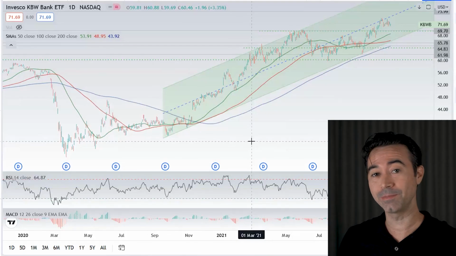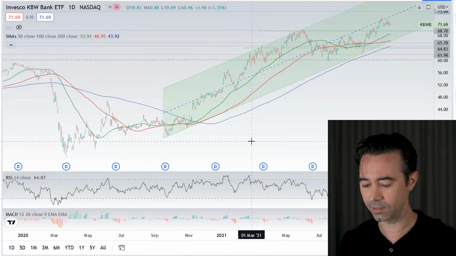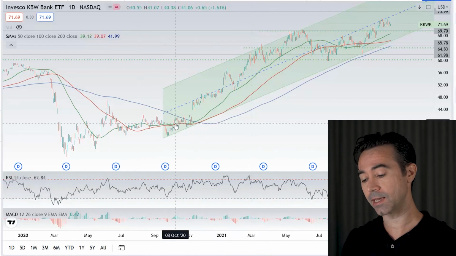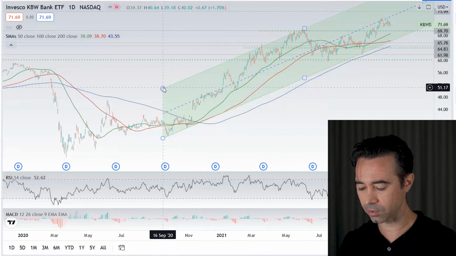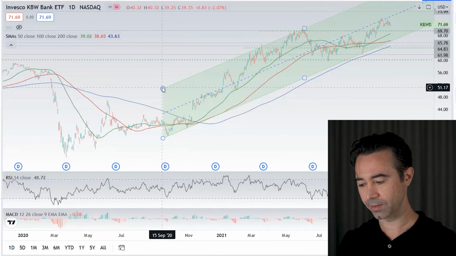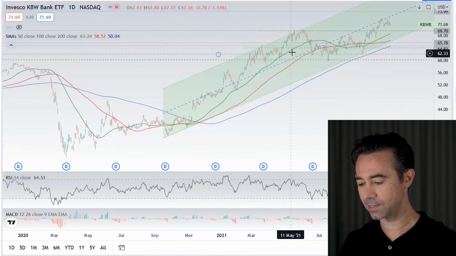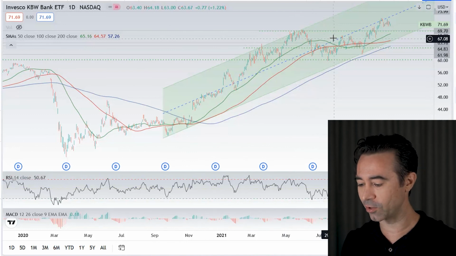The final thing I want to do in this video is take a look at KBWB's technicals. So here we have KBWB going back until about the start of 2020. And what you'll see here is a nice uptrend channel that has been going on for a while. So this started around September of 2020. So you've had good momentum in this ETF, in the banking sector, in the banking industry in general.